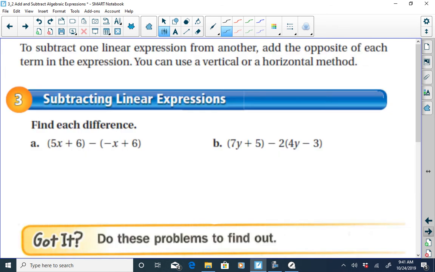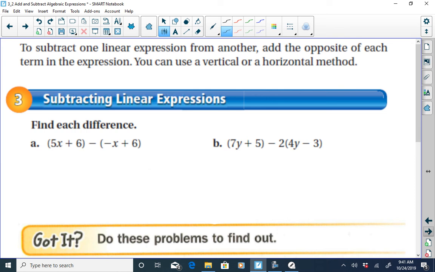Okay, well, what does it look like when we have to do some subtraction? Well, let's do some subtraction. When we subtract algebraic expressions, we just have to add one more step. And that one more step is using the additive inverse, which means we want to change the subtraction problem to an addition problem and then just follow our steps that we use for addition.